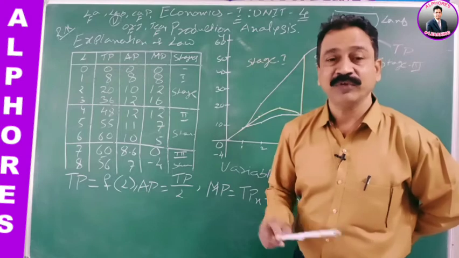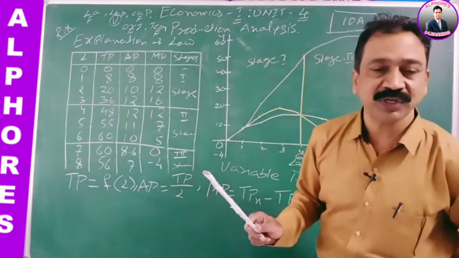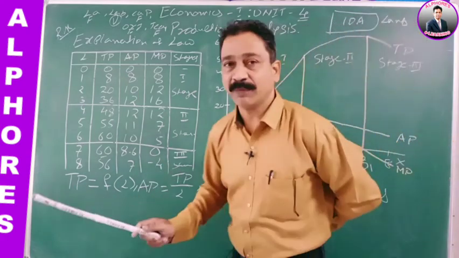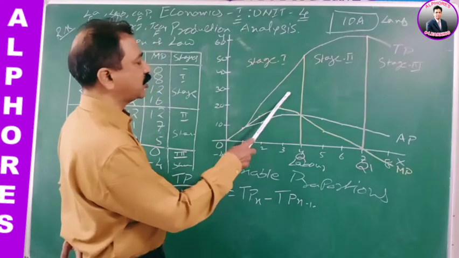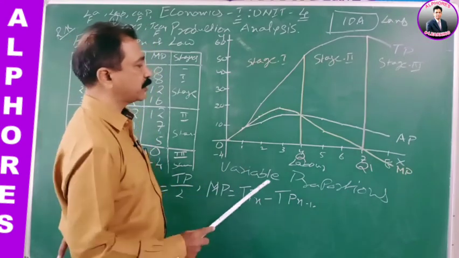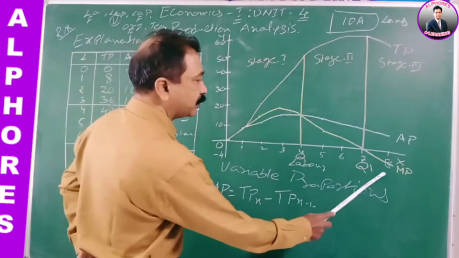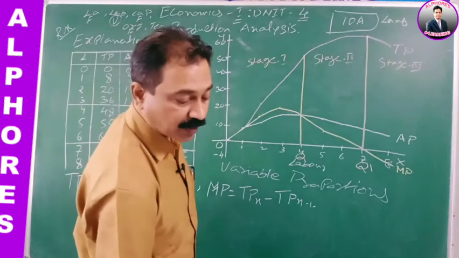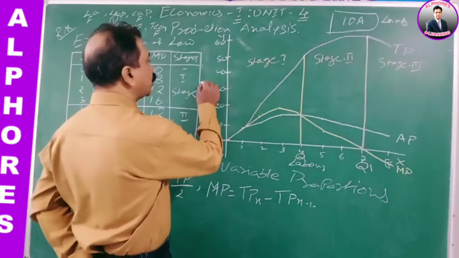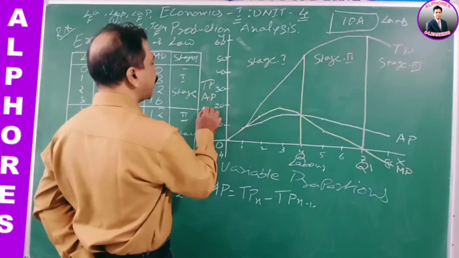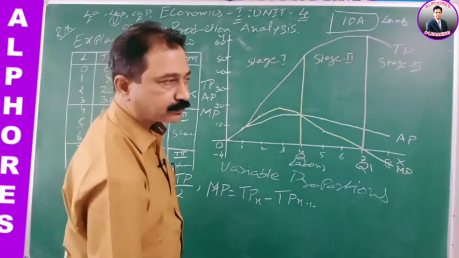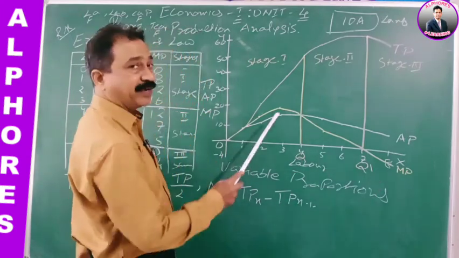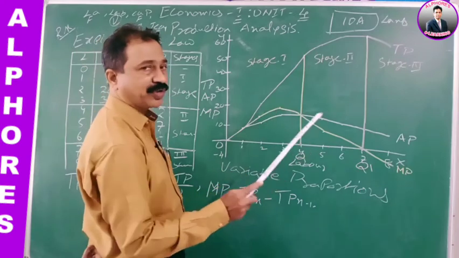On the land, when you keep everything fixed and change only one factor, then diminishing returns start. This can be explained with the help of a graph. Here you can see the graph of variable proportions. See here, we are changing only labor. And here we are showing the output: total product, average product and marginal product on the y-axis. On the x-axis we are showing the labor. I put it in different colors so that you can understand very easily.